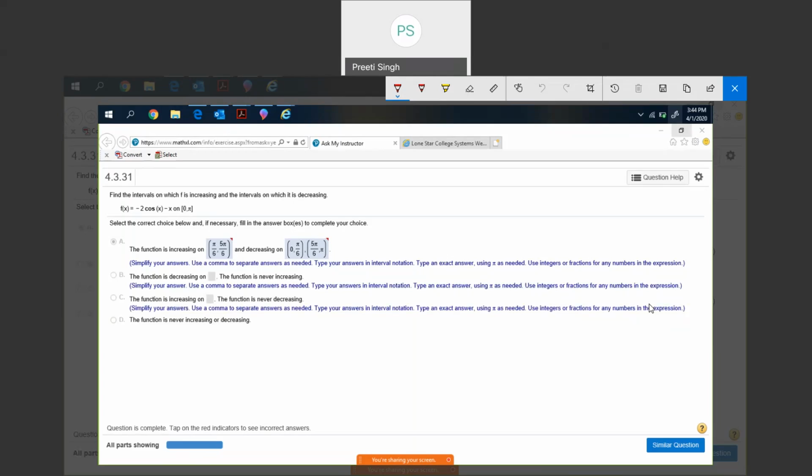function. To figure out the critical points, I will find the derivative, f prime. Negative 2 is a constant, and the derivative of cosine is negative sine. So this actually becomes 2 sine of x, because there are two negatives, one which is in the function, the other one which is the derivative of cosine. So it's 2 sine x minus 1. I have to set it equal to 0. That implies that sine of x equals 1/2.